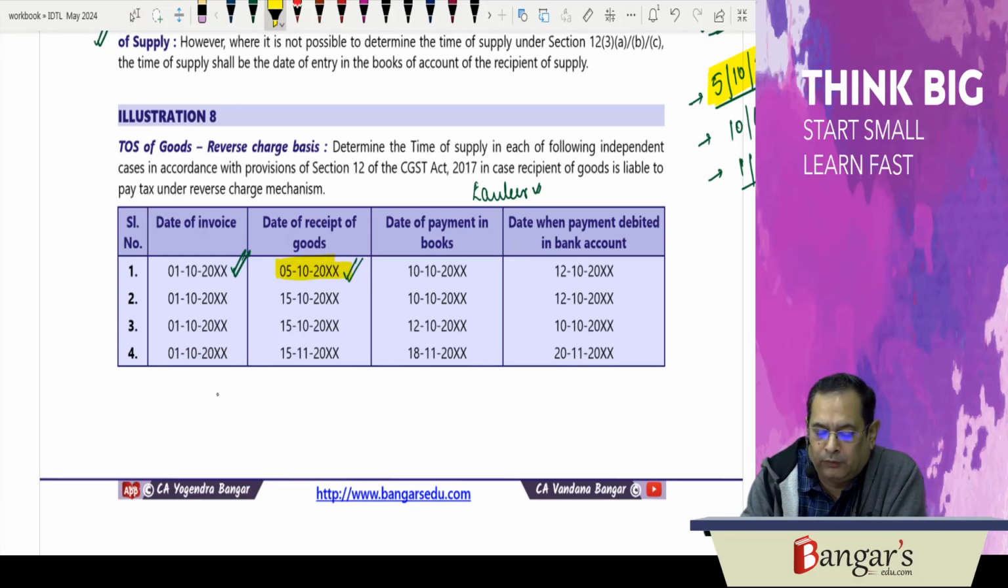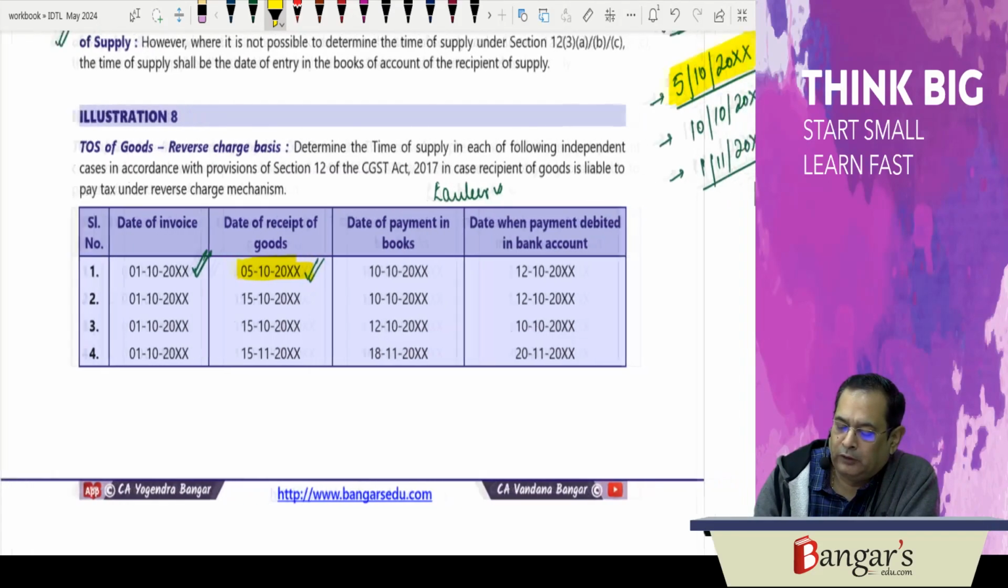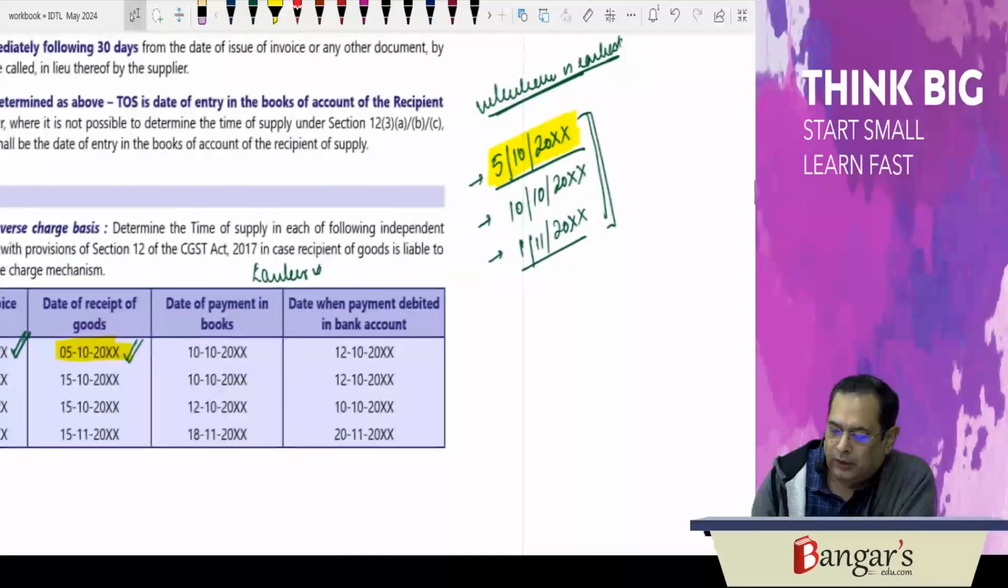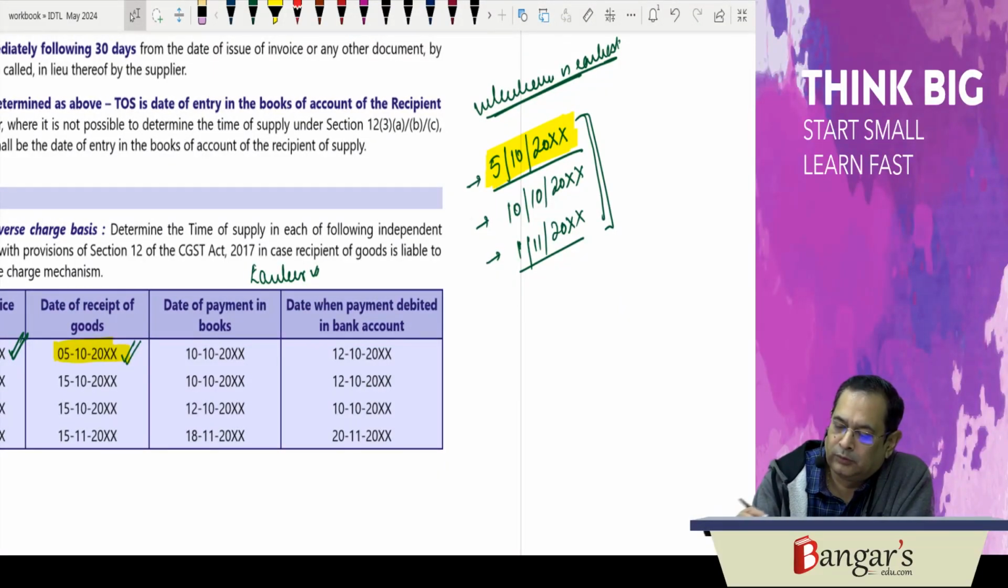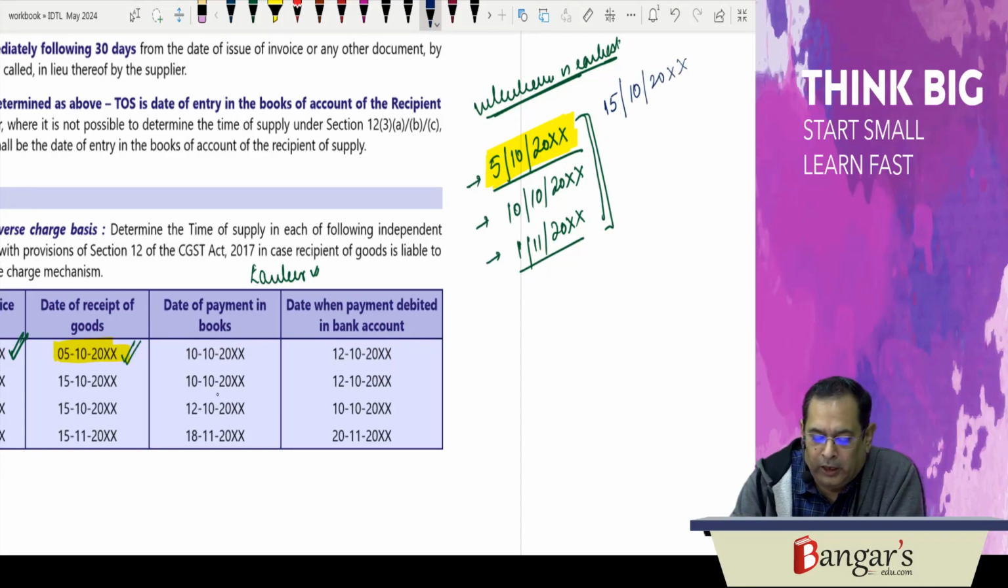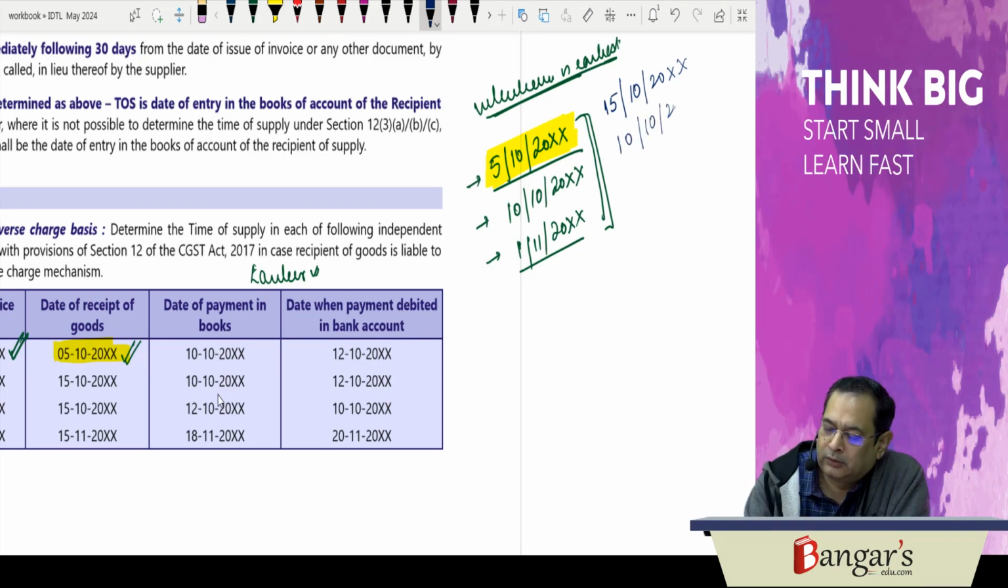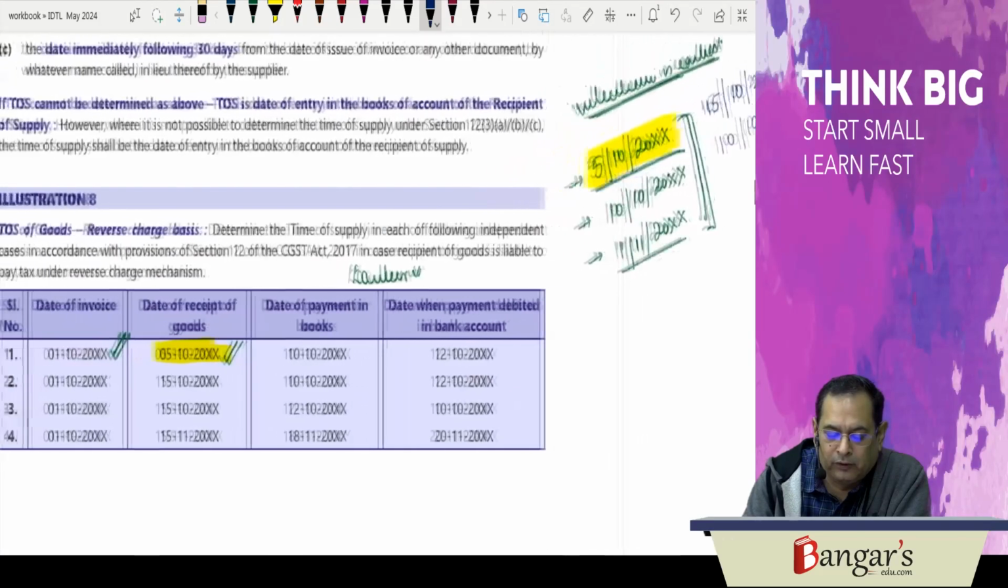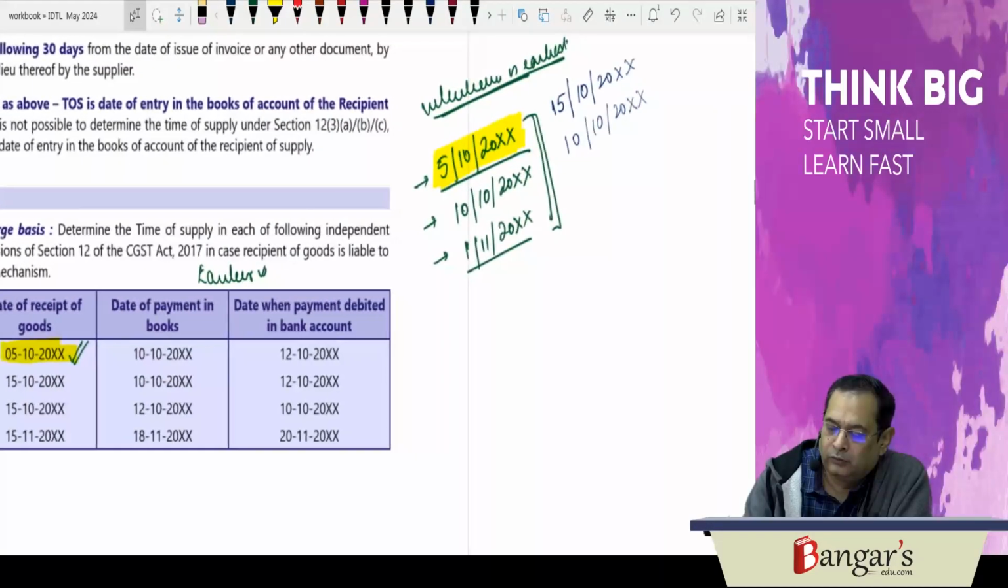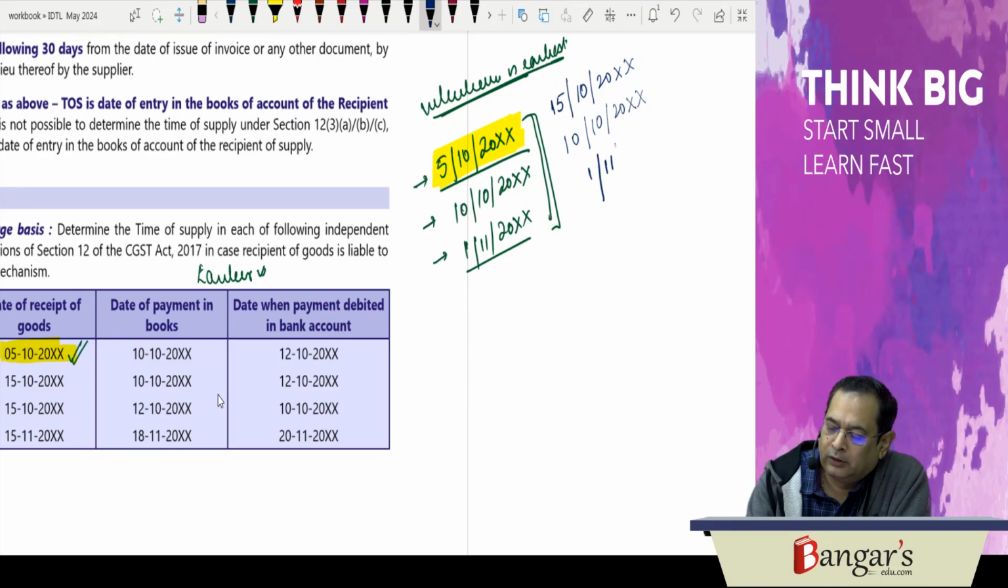Now here the date of invoice is 1st of October. Date of receipt of goods is on 15th of October. Date of payment is the same, 10/10 will be the date of payment. And the 31st day from the date of invoice, the invoice date is also the same, so it will be 1st of November.